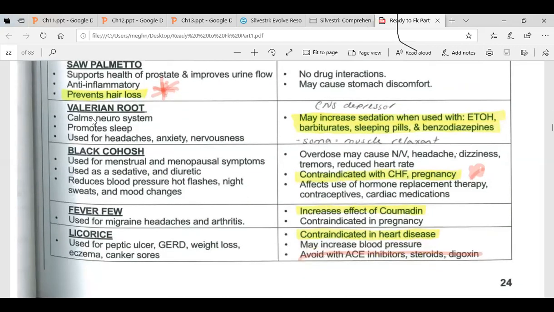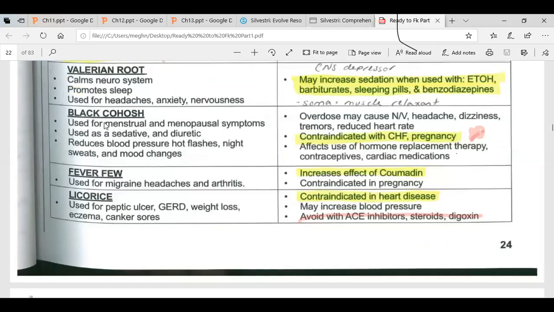And then Valerian root. This is most important for the board exam. Valerian root basically promotes sleep, and is used for headache, anxiety, and nervousness. It may increase the sedation with alcohol. So alcohol or sedative medication like barbiturates, do not give them together. Even benzodiazepines.